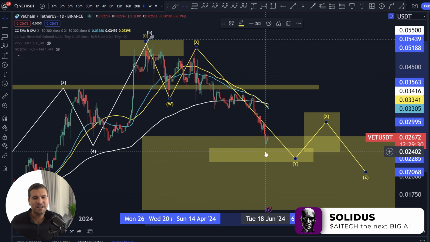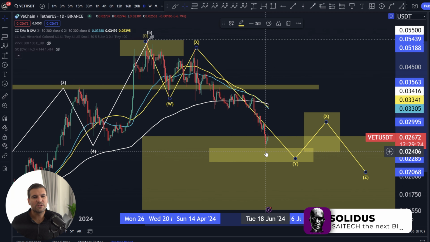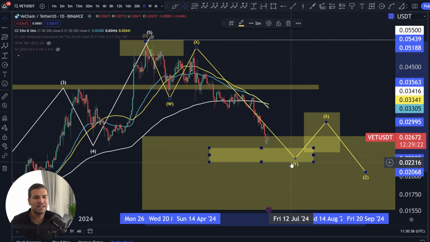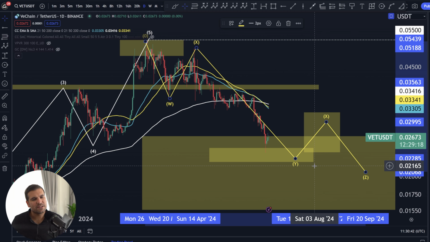Now, on the 18th of June, so Tuesday just gone, we did actually wick down to a low of 2.381, meaning that we entered into our range. But I don't think we're done just yet. I still expect us to move down a little bit more before we can say we're done with this correction in this Y wave, and we can get into that relief rally to the upside.